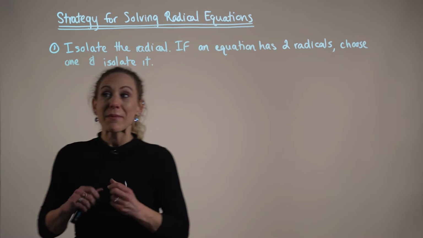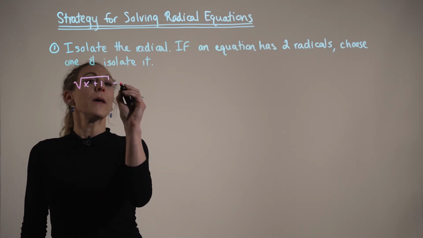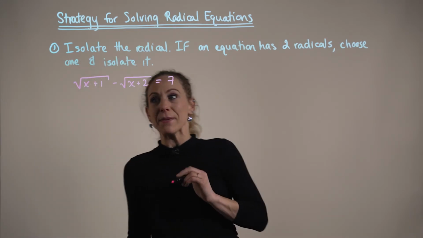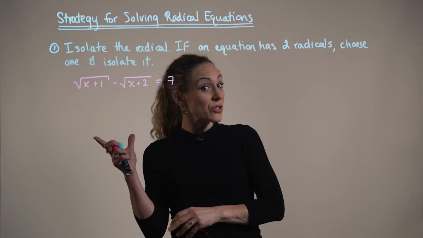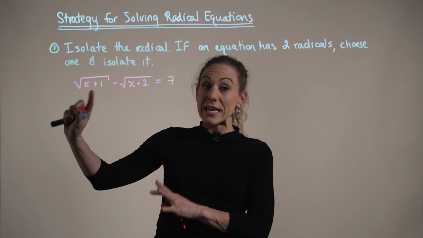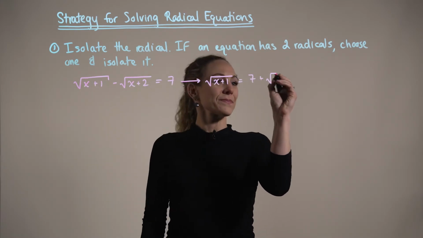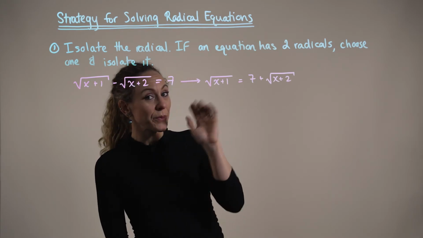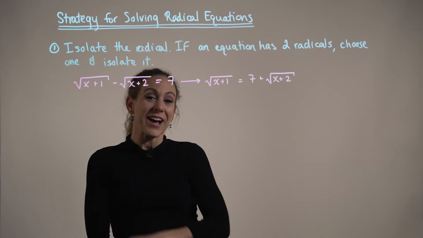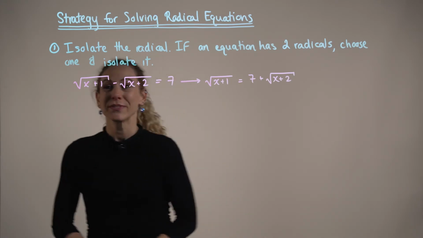So for example, let's suppose that we have the square root of x plus 1 minus the square root of x plus 2 is equal to 7. So this radical equation has two distinct square roots. So I can simply pick either one and isolate it on one side. Now here, I've isolated the square root of x plus 1, but keep in mind that you could have equivalently isolated the square root of x plus 2. Now step 2.